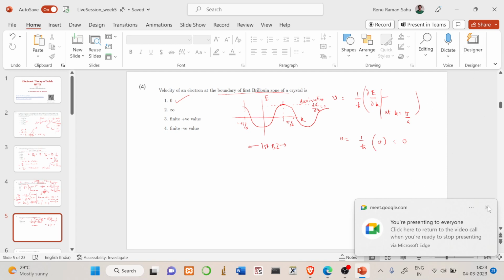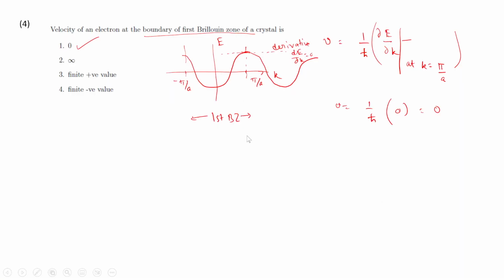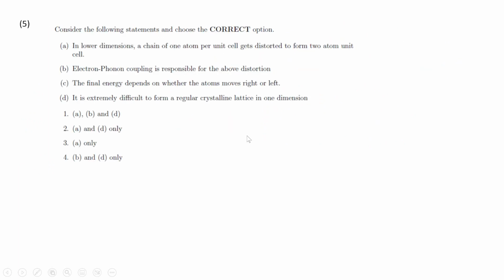Now let us go to the next question. The next question says: consider the following statements and choose the correct option. Let us see all the statements. In a lower dimension, a chain of one atom per unit cell gets distorted to form a two atom unit cell. So let us see a chain of one atom per unit cell.